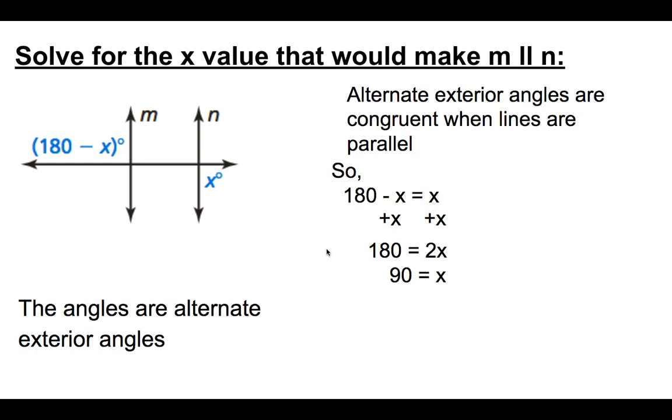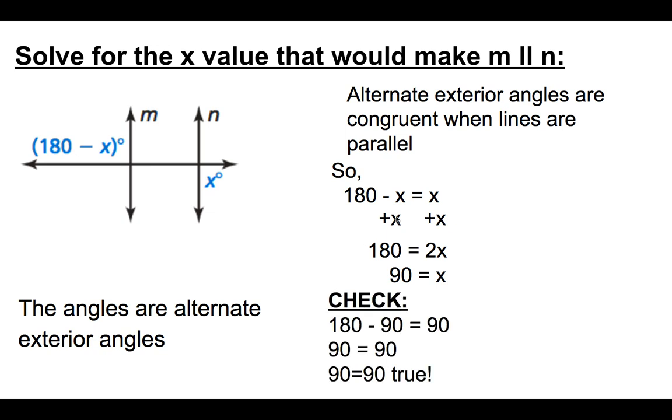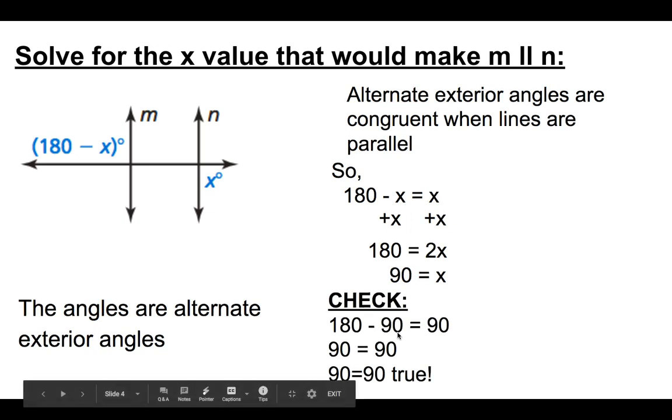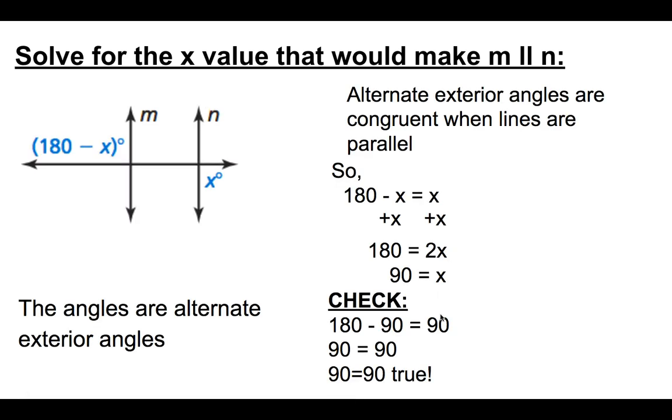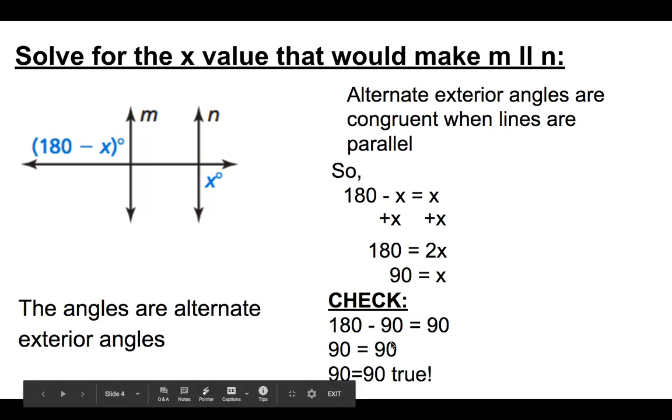Then I'm going to substitute that 90 back into my equation, just to check and verify. 180 minus x, and remember x is 90, so I replace it with 90, is equal to x, and again I just replaced x with 90. So 180 minus 90 equals 90. 90 is equal to 90. That is true.